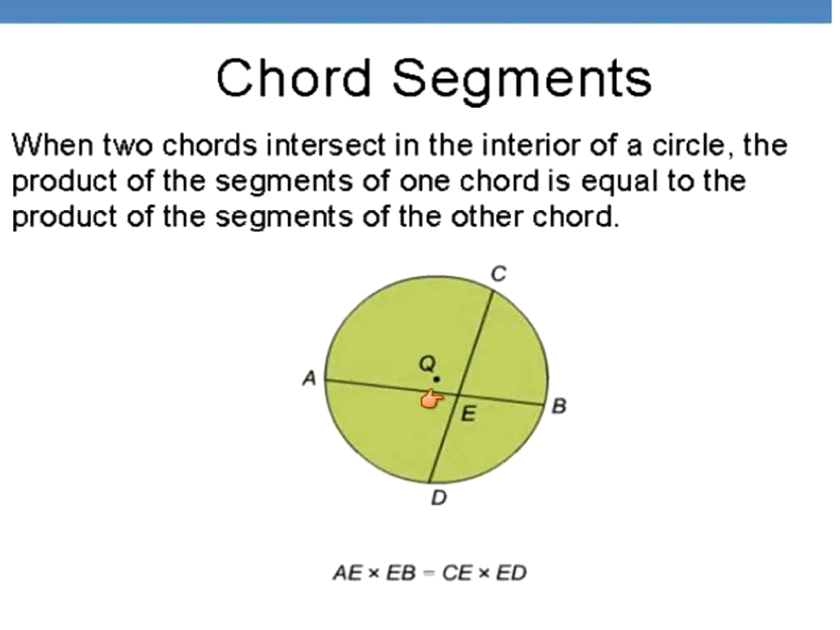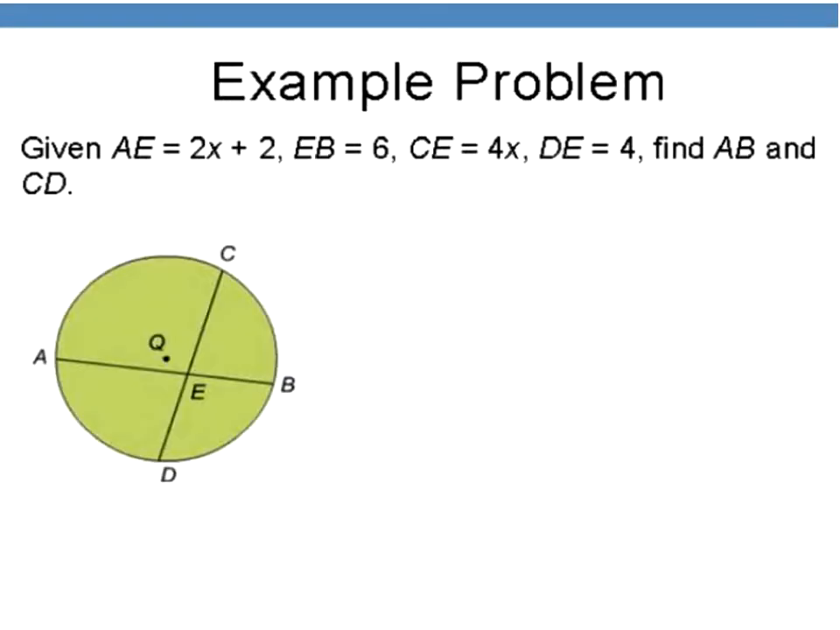So what are they really saying here? They're saying if I take this segment of the chord, AE, and I multiply by EB, that's going to be the same answer if I multiply the other portion of the chord times its partner. So chord times chord equals chord times chord. We okay with this theorem? We're going to try it in a minute. So it has to be same chord times itself, same chord times itself. They equal each other. Let's try one with numbers in it.